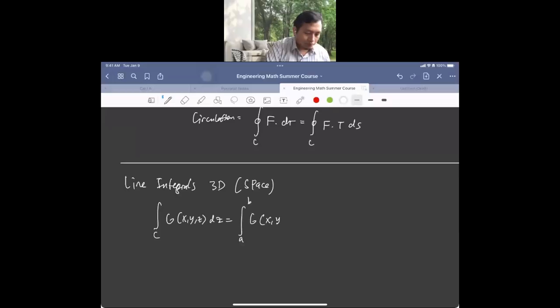We can write as integral from a to b of g, and we can translate first into parametric form, and then this is h prime t dt. So assume that x equals f of t, y equals g of t, and z equals h of t, and t is from a to b.